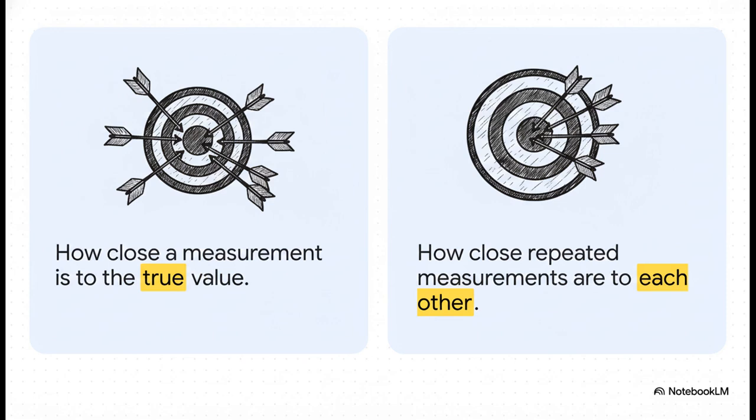Now, this slide right here clears up a classic point of confusion, the difference between accuracy and precision. So imagine you're shooting arrows at a target. Accuracy is how close you get to the bullseye. That's the true value. Precision, on the other hand, is how tightly all your arrows are grouped together, even if that group is way off in the corner. An ideal sensor has both, but a lot of real ones struggle with one or the other.